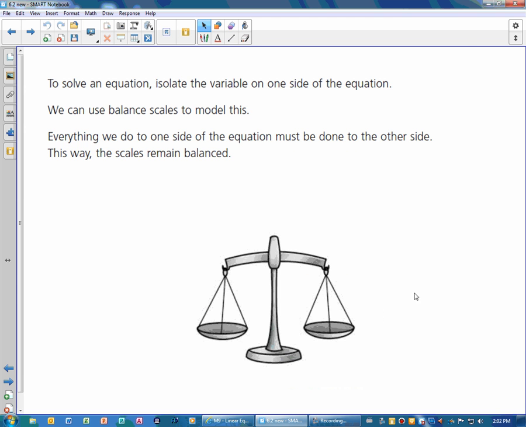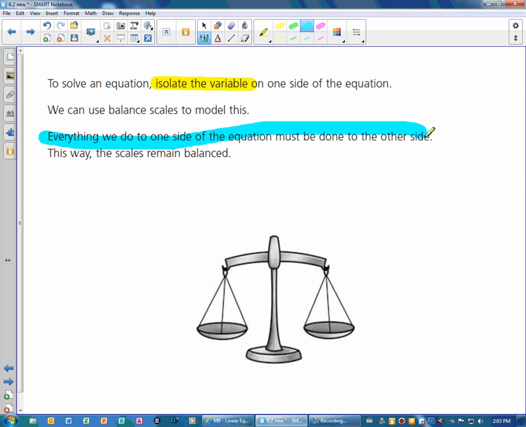Okay, so in your notes here it says to solve an equation you need to isolate the variable on one side of the equation. That's the entire point of doing algebra, to isolate the variable. Okay, that's your goal of algebra. And it says that you can use balance scales to model this. And something that's very important in algebra: everything you do to one side, you have to do to the other. Okay, and this way the scales remain balanced.